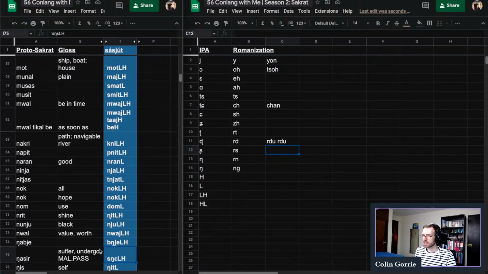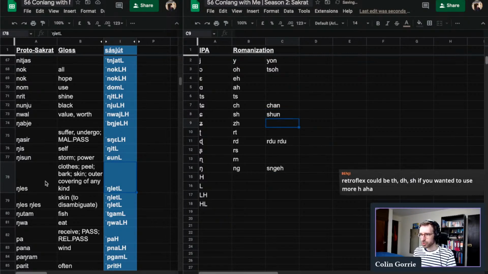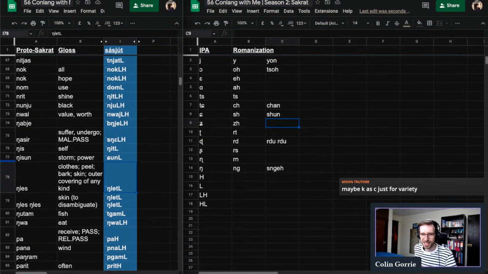Snge, to suffer. So that would look like SNGEH, snge. Could do it. Shun, storm. Okay, so these look reasonable. Then I think we just need to figure out the tones. Tone letter. Oh, okay. Logan has got some tone letter suggestions.